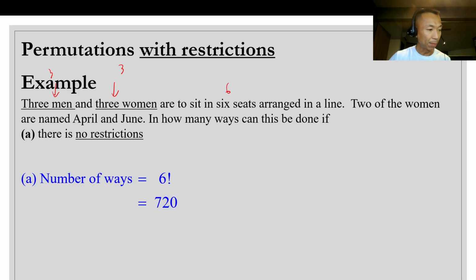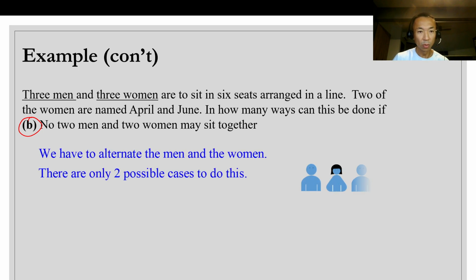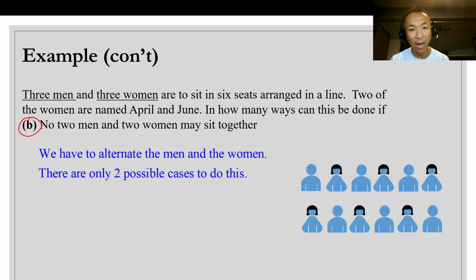Now part B, let's take a look at part B. No 2 men and no 2 women may sit together. Usually when we deal with problems with restrictions, we try and draw it out and be as concrete as possible. So you think about it, we have to alternate the man and woman. There's no other way to do it. It's either man woman, man woman, man woman, or woman man, woman man, woman man. So there are 2 different ways of doing it.